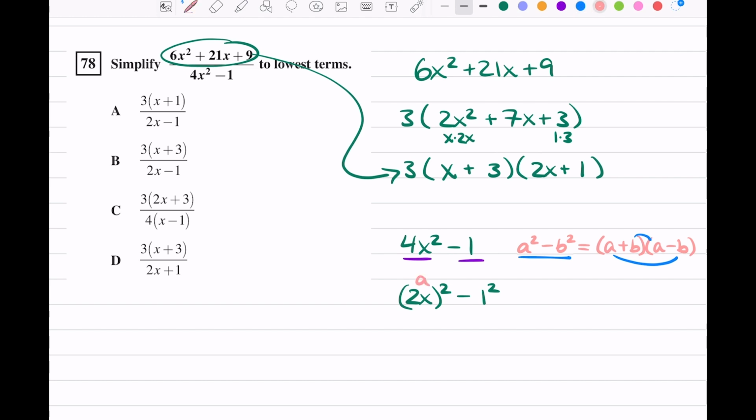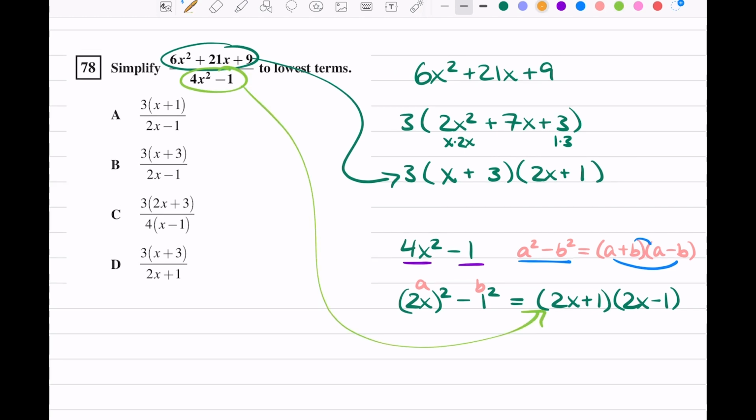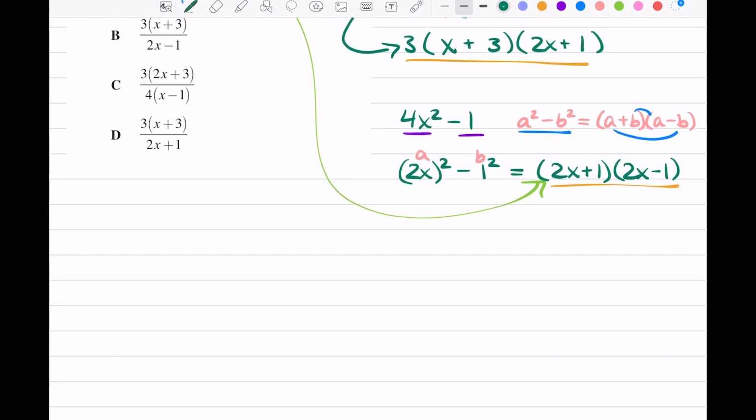In our problem, our 2x is going to be our a, and our 1 is our b. So we'll just follow our pattern. We can factor it as 2x plus 1 times 2x minus 1. So now we factored our denominator. Now we can rewrite our entire fraction using our factors. We have 3 times x plus 3 times 2x plus 1 divided by 2x plus 1 times 2x minus 1.